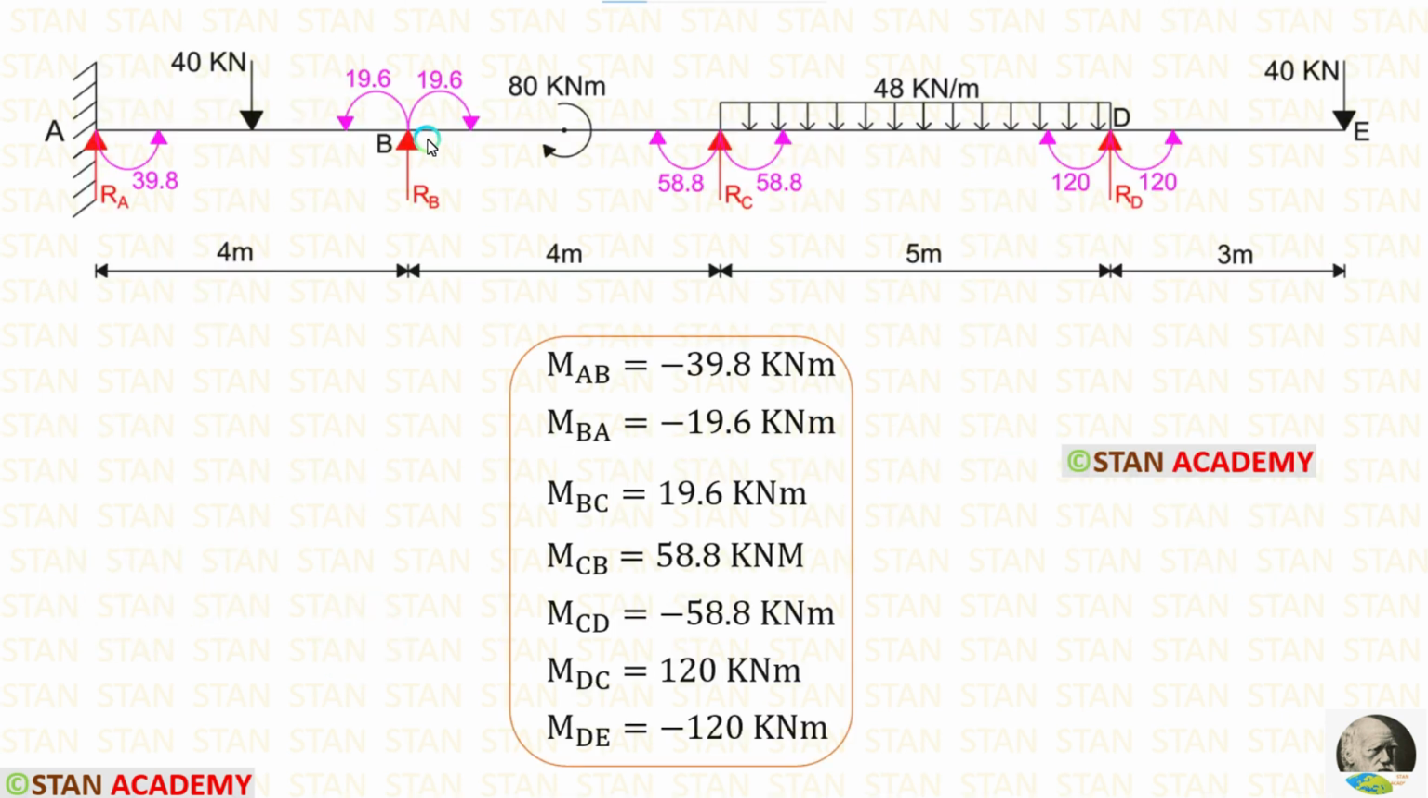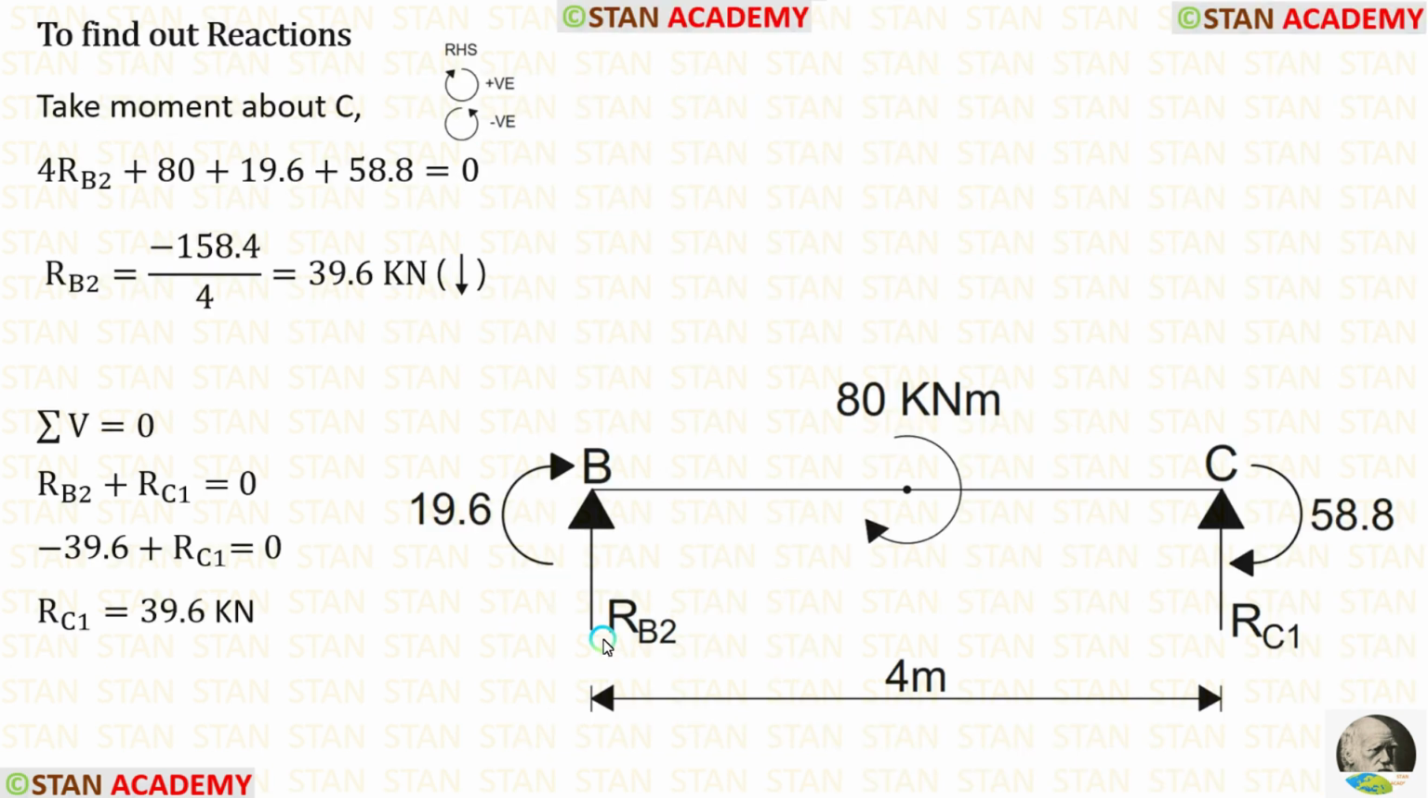Now let us take the span BC and find out the vertical reactions. In the span BC, there are two moments, MBC, which is acting in the clockwise direction, and MCB, which is also acting in the clockwise direction. In this span, first I am going to find out RB2. For that, I am going to take moment about C.